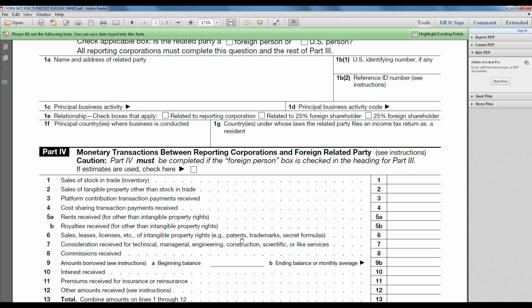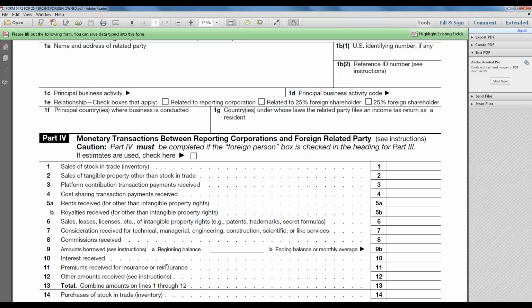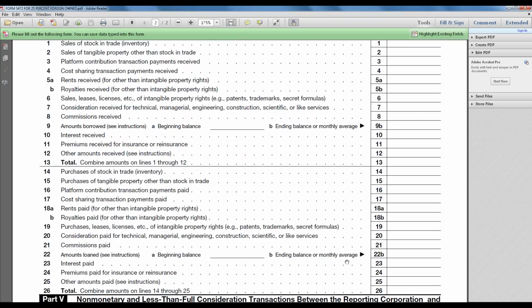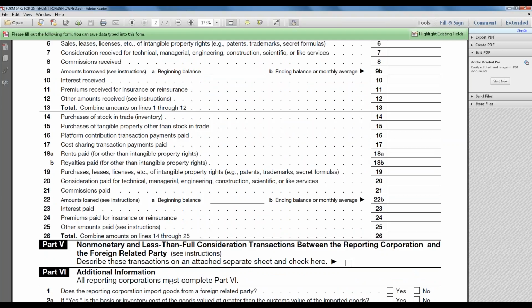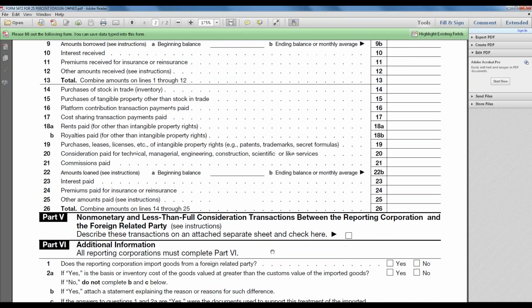Same instructions. Amounts borrowed is a little bit different. Before, on the Form 5471, it was the highest amount. Here, this form's a newer form. It's a little bit smarter, a little bit more focused on the really important things, getting the balance, any balance, or a monthly average. So that's quite different. Same with amounts loaned, and then non-monetary, less than full consideration. So this would be bartering types of transactions.